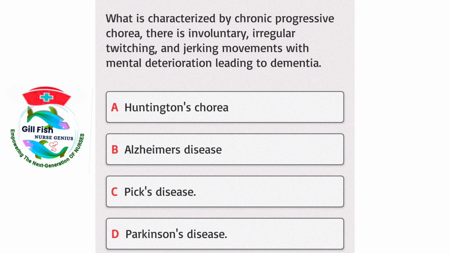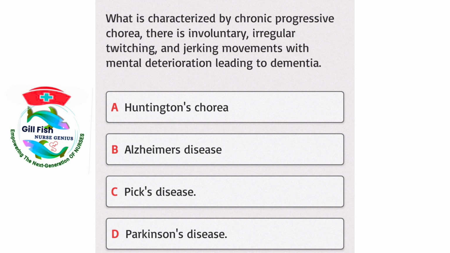What is characterized by chronic progressive chorea? There are involuntary, irregular twitching and jerking movements with mental deterioration leading to dementia. So which condition is it? These are the symptoms: progressive chorea with involuntary movements, irregular twitching, jerking movements and mental deterioration. Option A, Huntington's chorea, option B, Alzheimer's disease, option C, Pick's disease, option D, Parkinson disease. So which condition do all these symptoms belong to?